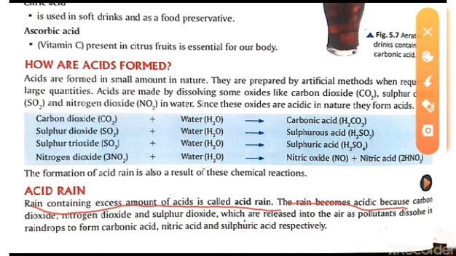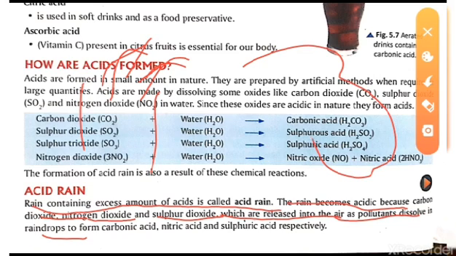The rain becomes acidic because carbon dioxide, nitrogen oxide, and sulfur dioxide, which are released into the air as pollutants, dissolve in the raindrops. The gases coming out of chimneys contain sulfur dioxide, nitrogen dioxide, and carbon dioxide. When these gaseous particles move upward, they form clouds. When the clouds are formed, they react with the water and come down as acid rain.